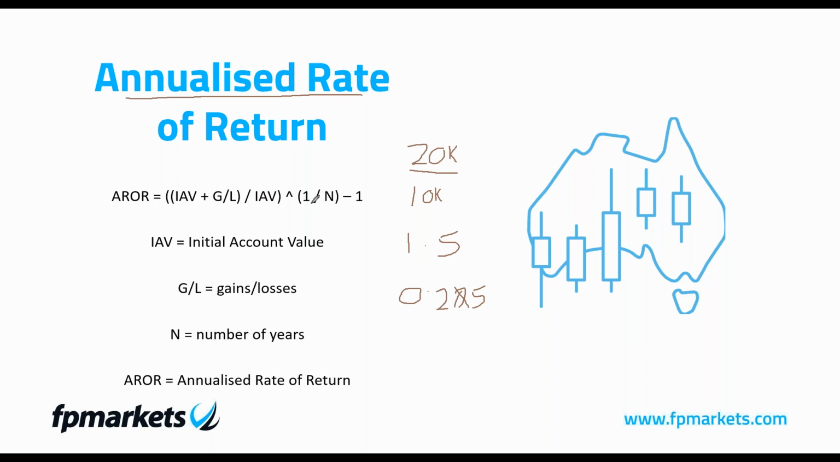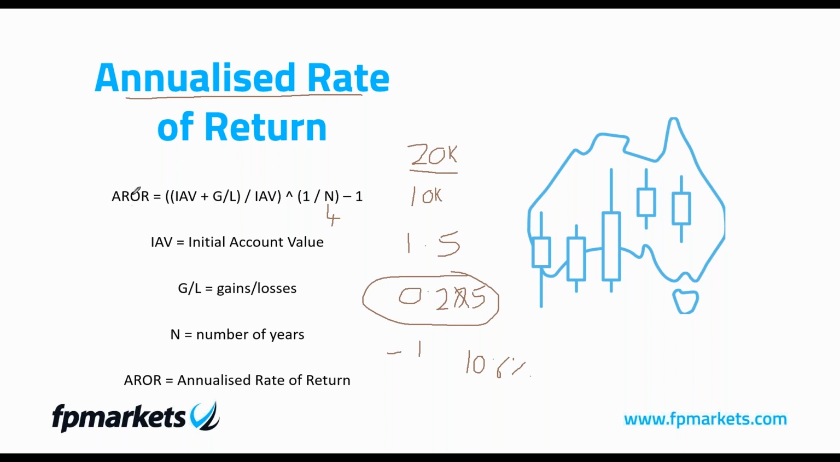Which is, of course, 1 divided by n, which is the number of years. So this is 4, and 1 divided by 4 is obviously 0.25. And we then subtract 1, as we can see. And then obviously to get the percentage, we multiply that by 100 to get, I believe this comes out to 10.6% annualized rate of return.